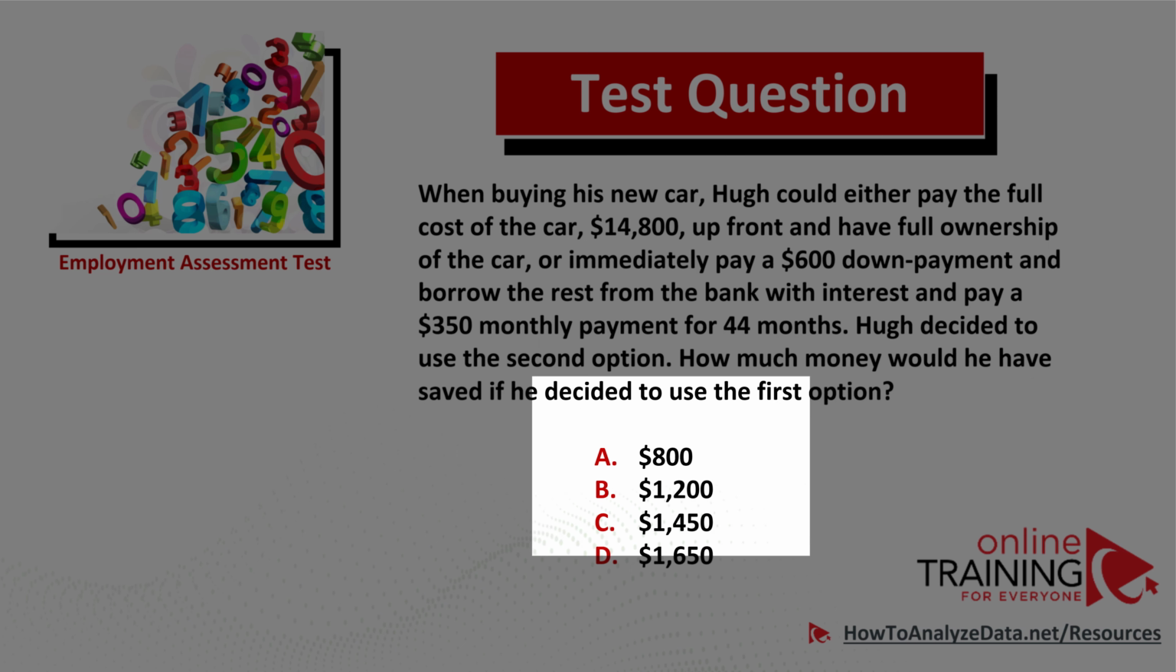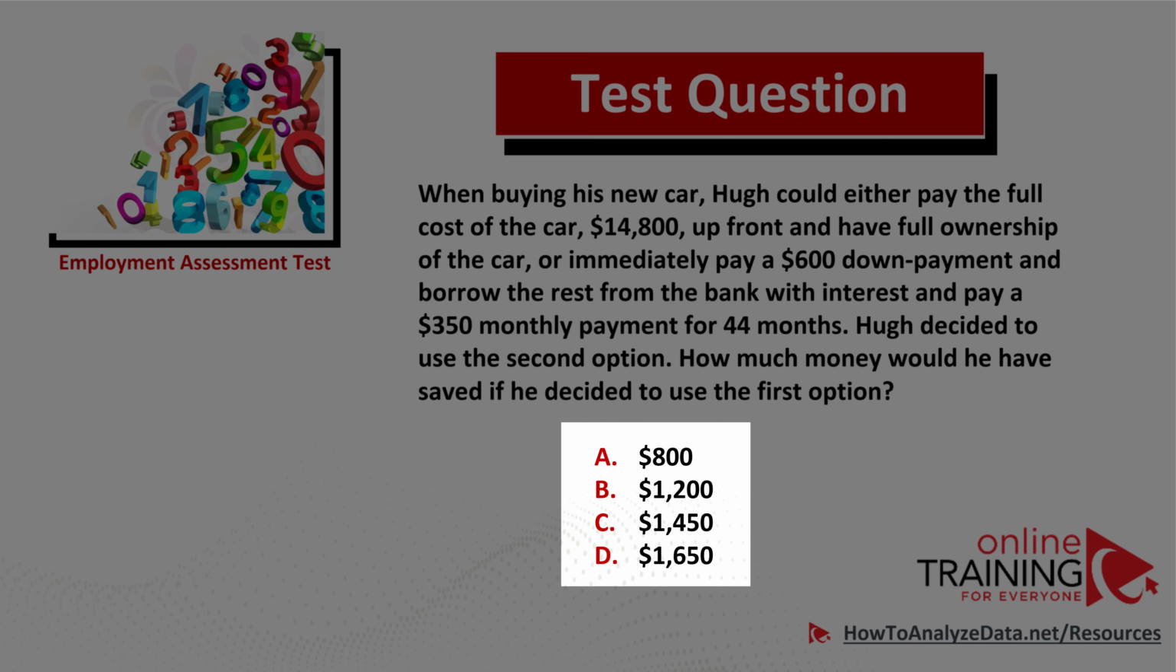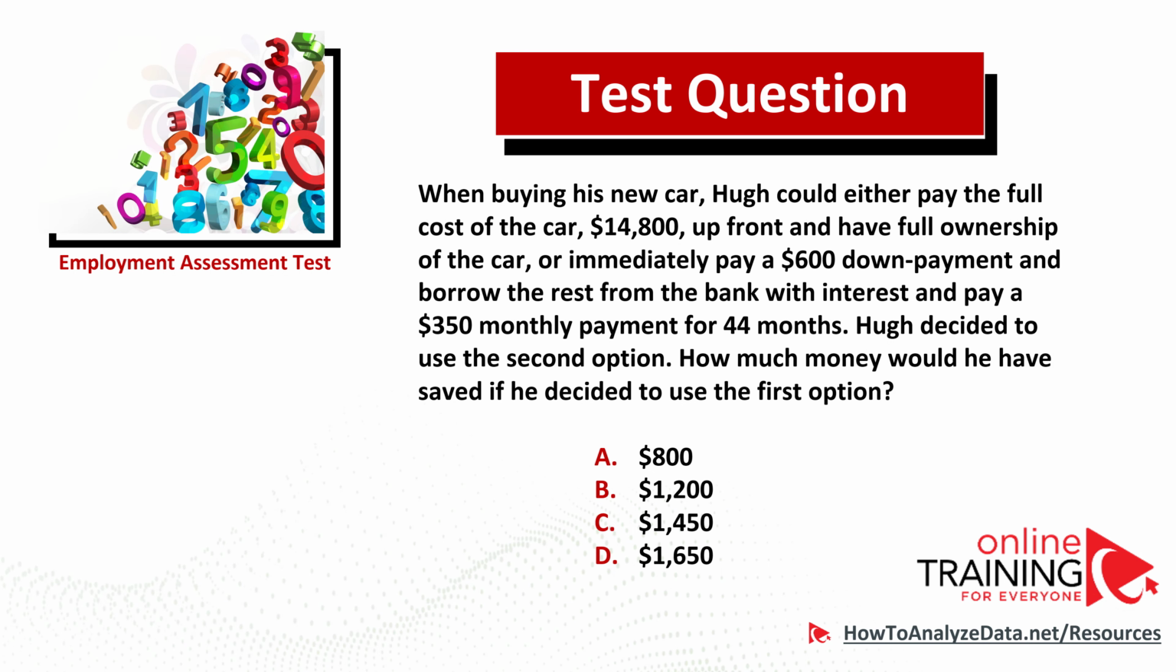And you have 4 different choices. Choice A, $800. Choice B, $1,200. Choice C, $1,450. Or choice D, $1,650. Do you think you know the answer? Let's see if we can come up with the solution together.